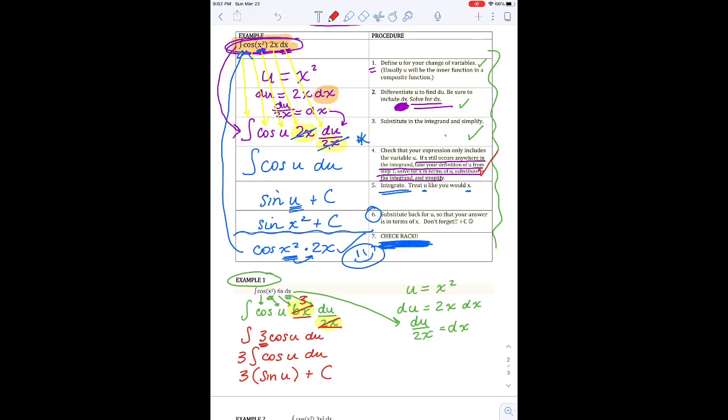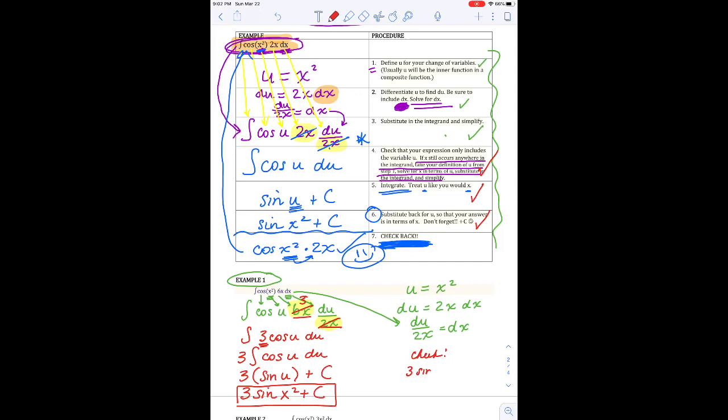So the only difference here is now I'm going to replace back. So that was step 5. I integrated. Now in step 6, I'm going to substitute back for u. So I have 3 sine in place of u. I'm going to put that x squared back plus c. There is my answer.